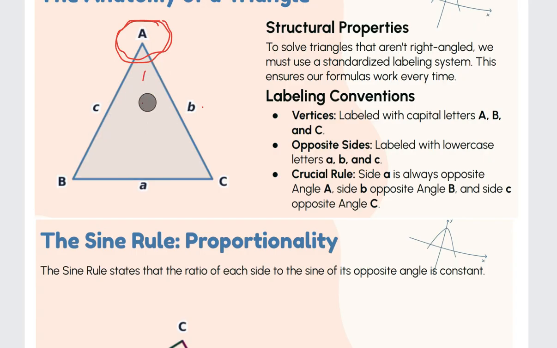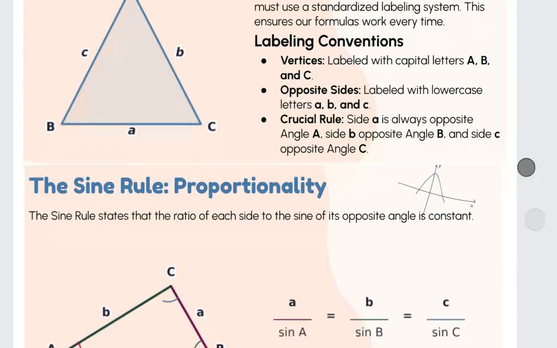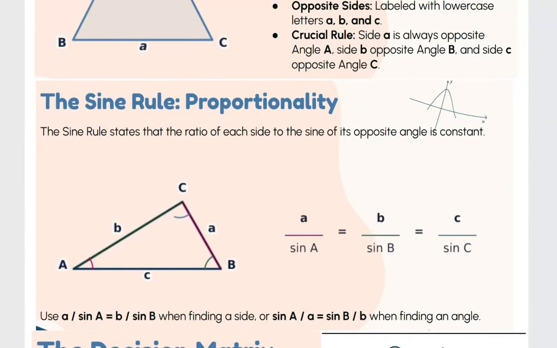Now, when you have a triangle like this, how will I know if I am to apply the sine rule or another rule? That is the first thing that we need to know. Now, what is the sine rule? What does the sine rule say? The sine rule states that the ratio of each side to the sine of its opposite angle is constant. That is a over sine A.